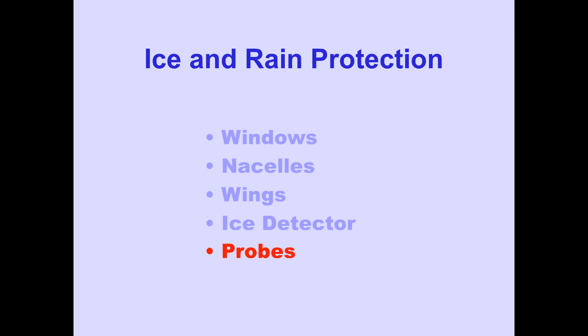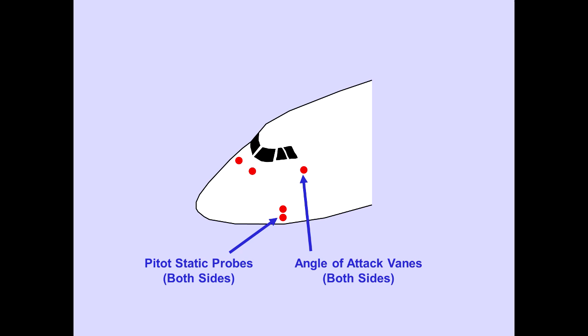Now let's discuss ice and rain protection features for the various probes. Anti-icing of the pitot-static probes and angle of attack vanes is automatically provided at engine start. No crew action is required. Anti-icing of the TAT probes is automatically provided in flight.